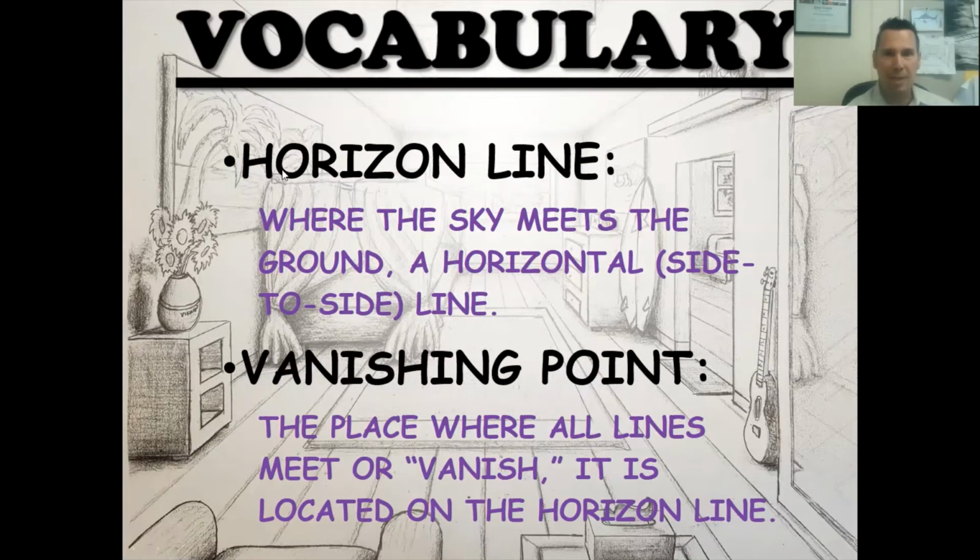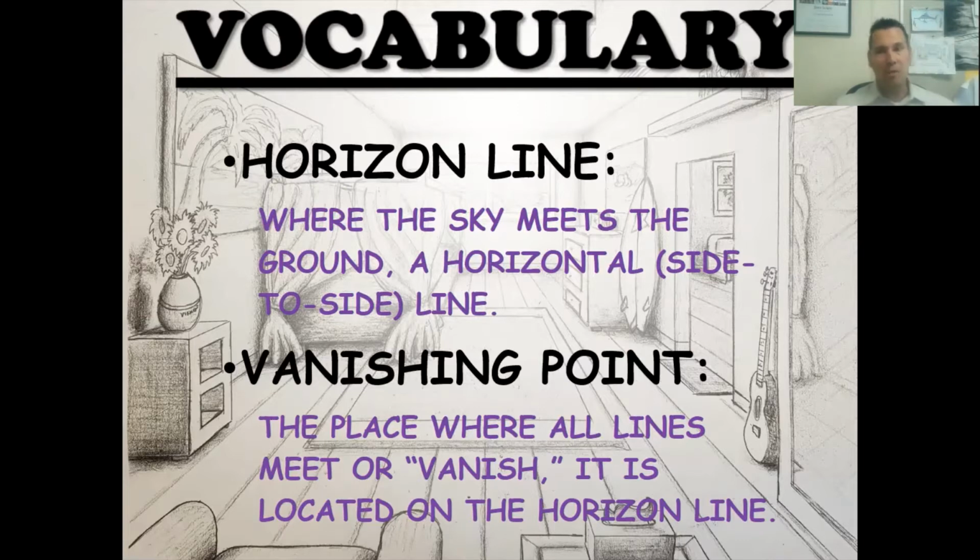The first word is horizon line. And you probably know this one. This is that side-to-side line when you're standing at the beach. You look out into the ocean, and the ocean is under here, and the sky is up here, and that line where the sky meets the ocean is called the horizon line. Raise your hand if you knew that. All right.